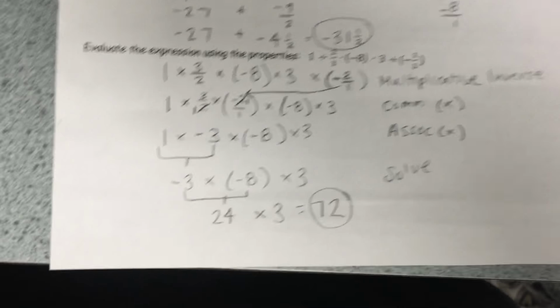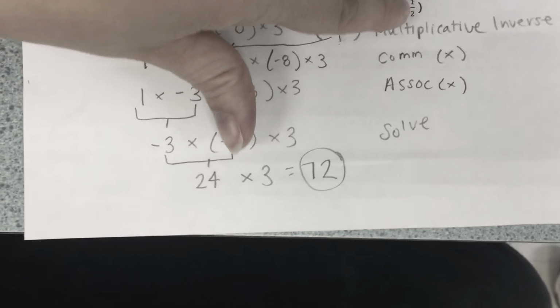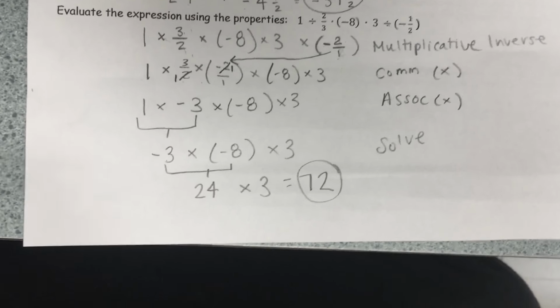Okay. And once again, let's double check. I have two negative numbers. A negative times a negative yields a positive.